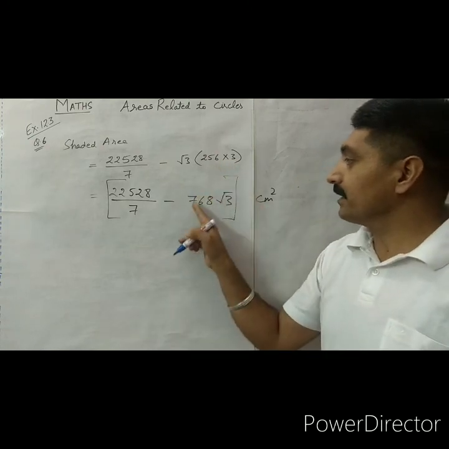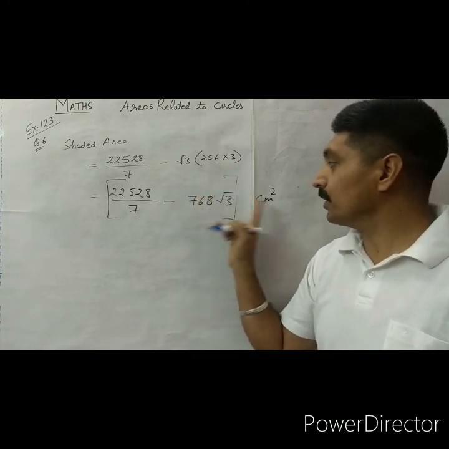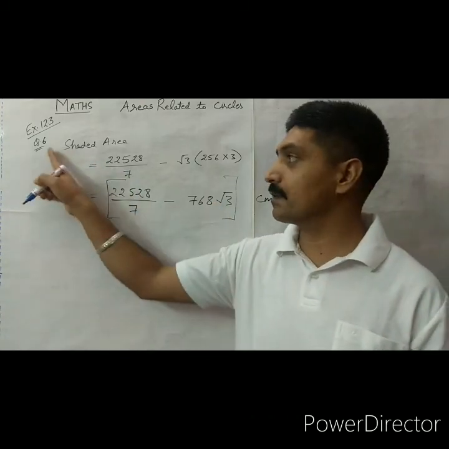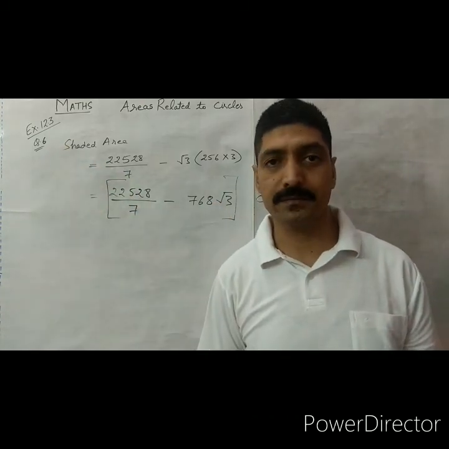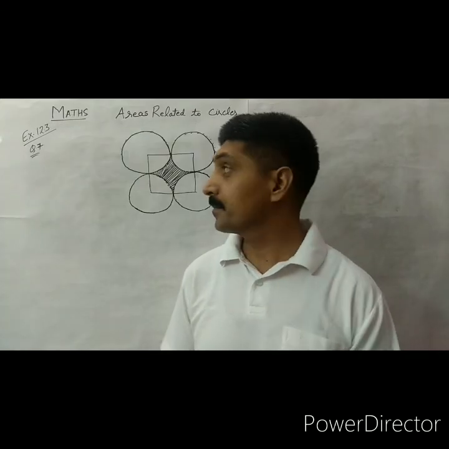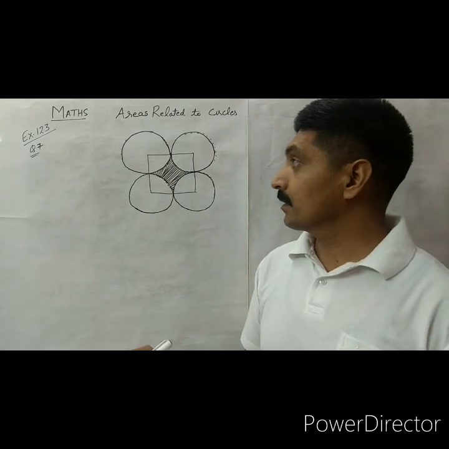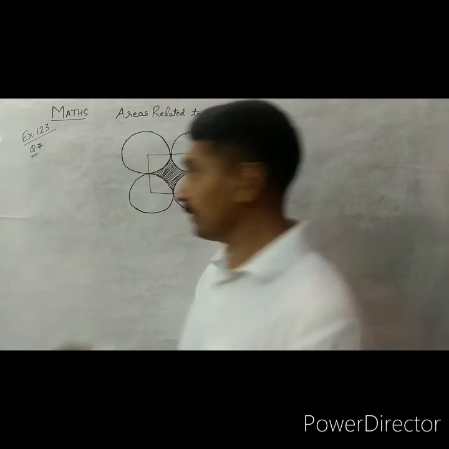Actual here it is 768 under root 3 centimeter square. So this is the shaded area in case of question number 6. Question number 7. Here a square is given with the side 14 centimeter.